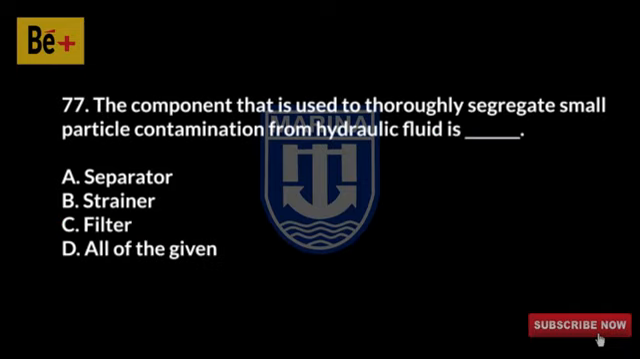The component that is used to thoroughly segregate small particle contamination from hydraulic fluid is: A. Separator, B. Strainer, C. Filter, D. All of the given. The answer is C. Filter.